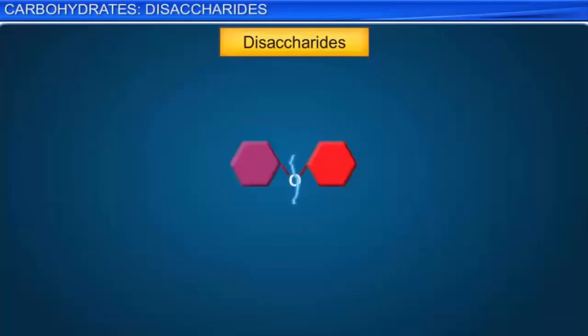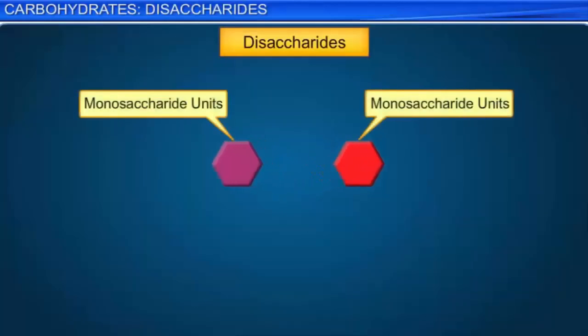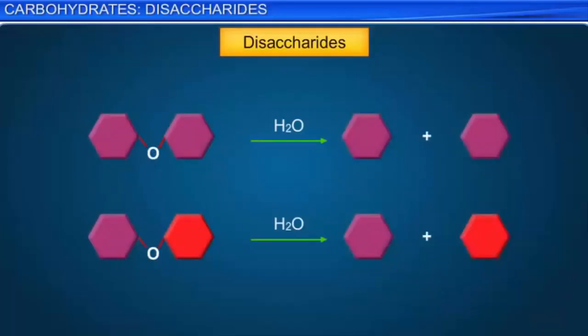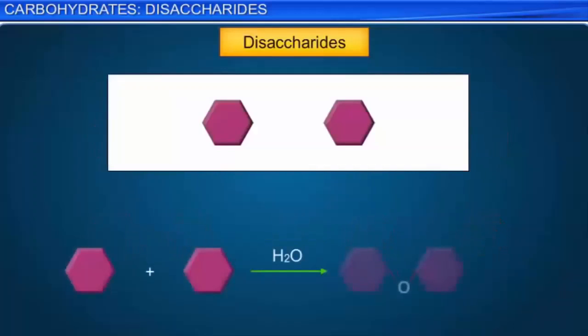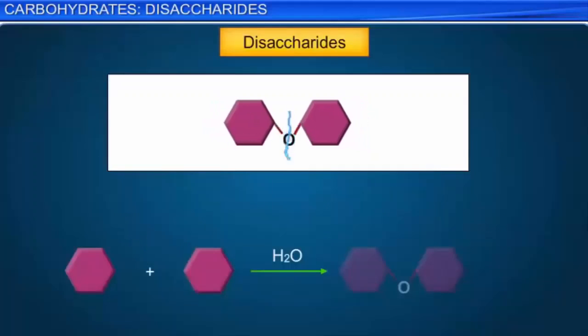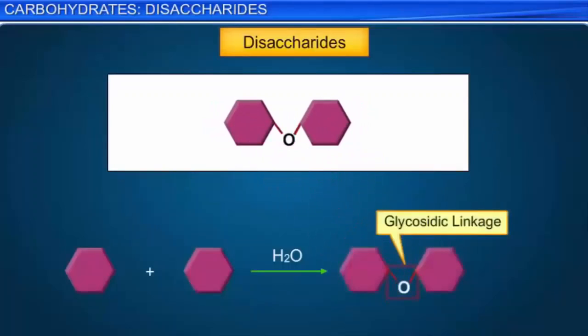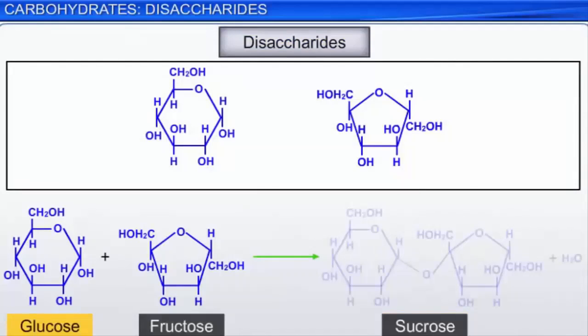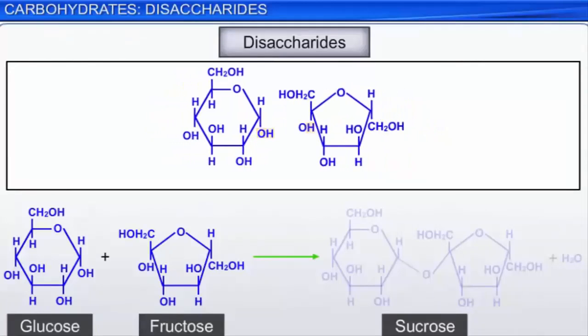Disaccharides are carbohydrates that yield 2 monosaccharide units on hydrolysis. The hydrolysis of a disaccharide may yield 2 molecules of the same or different monosaccharide. In disaccharides, the 2 monosaccharide units combine and result in the formation of an oxide linkage with the elimination of a water molecule. For example, sucrose, with 2 monosaccharides, glucose and fructose, joined together by an oxide linkage, is shown in the structure here.